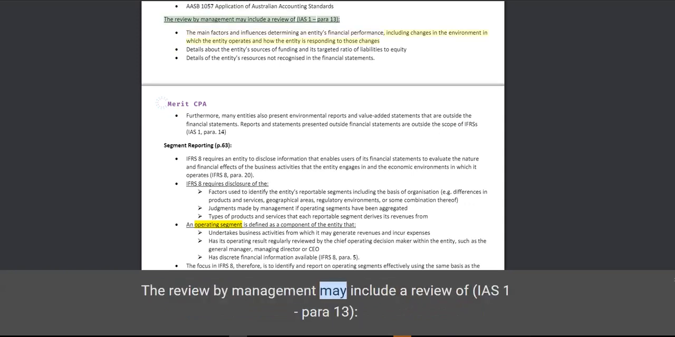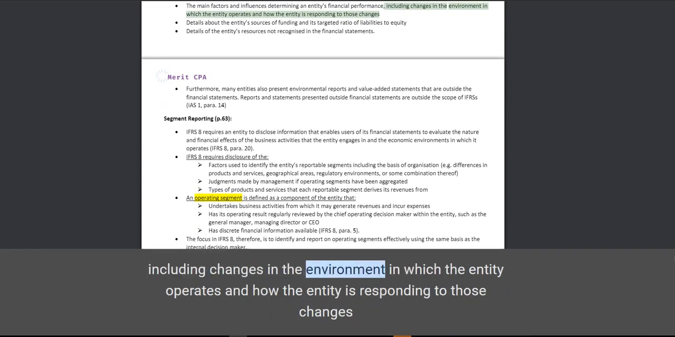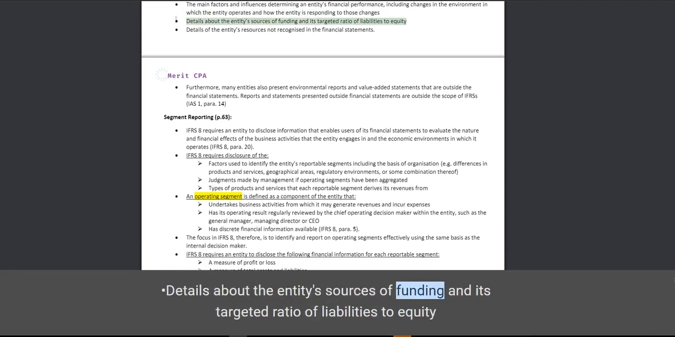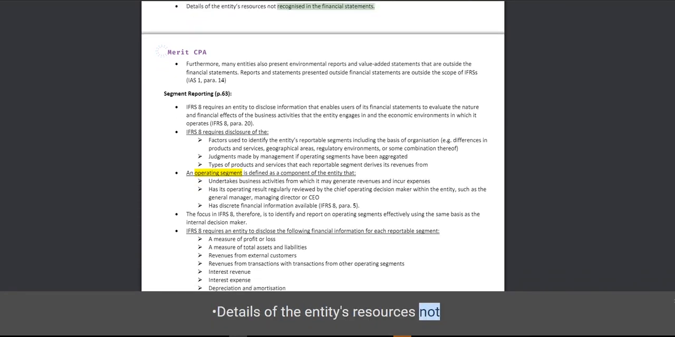The review by management may include a review of, EAS 1-para 13: the main factors and influences determining an entity's financial performance, including changes in the environment in which the entity operates and how the entity is responding to those changes. Details about the entity's sources of funding and its targeted ratio of liabilities to equity. Details of the entity's resources not recognized in the financial statements.